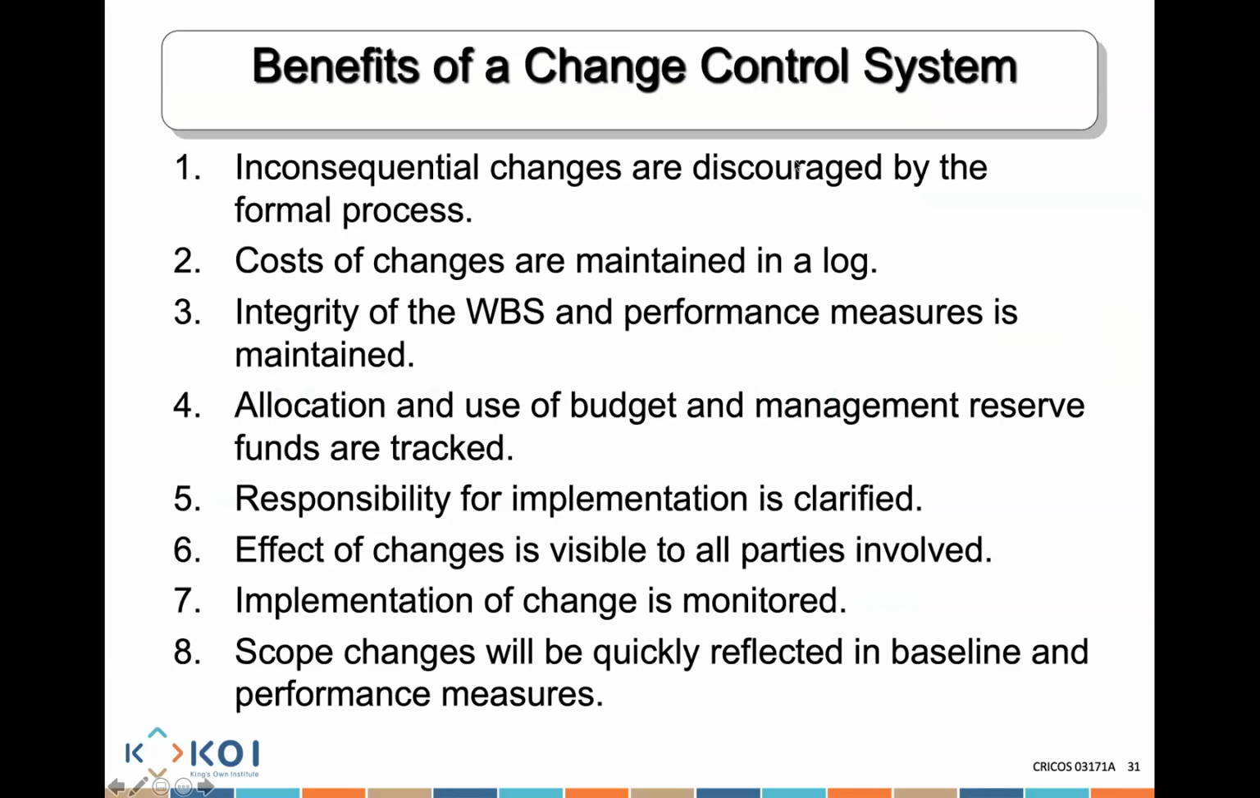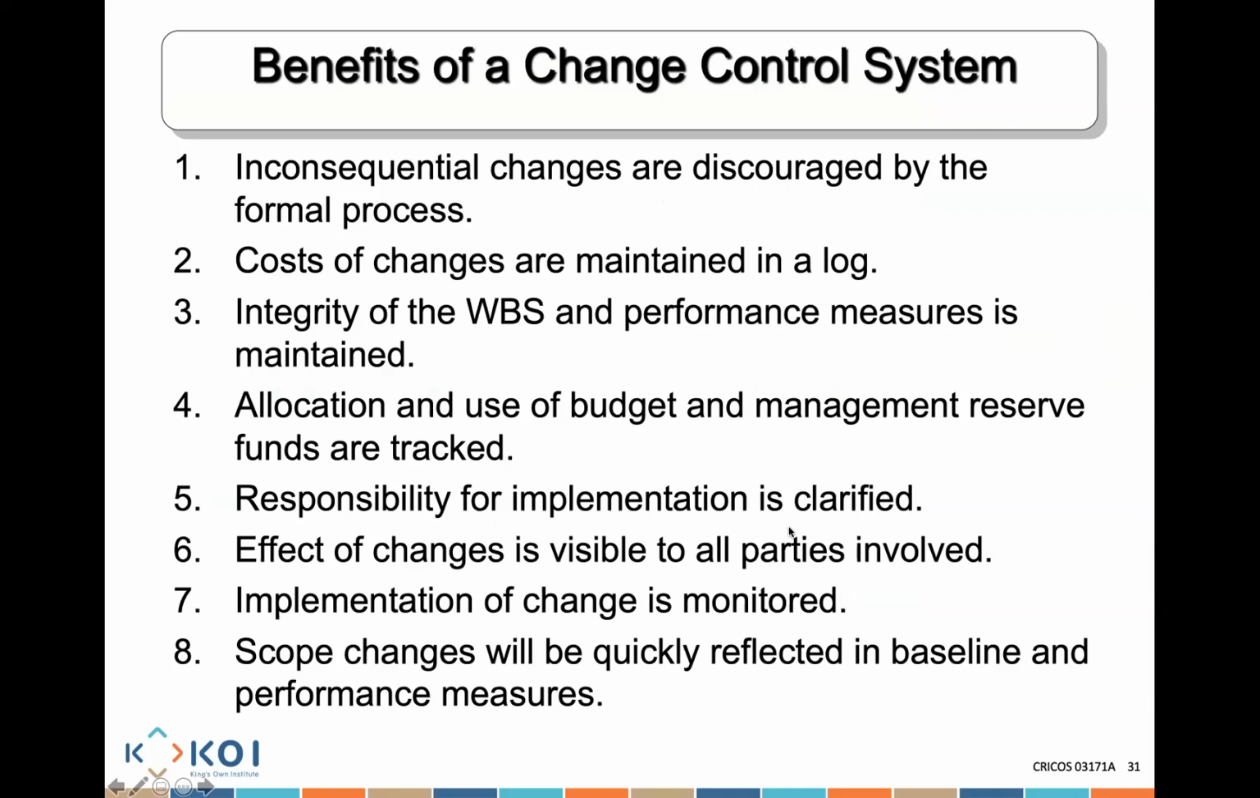A very good change control process helps us manage any inconsequential changes, so everything has to be in a sequence for us to be able to do it. We can maintain the cost of the changes. We can adjust the work breakdown structure accordingly, because when there's change, the tasks we need to do in a work breakdown structure will change. At the same time, the budget that we need is going to change. We can have a clear responsibility for the implementation of that change.